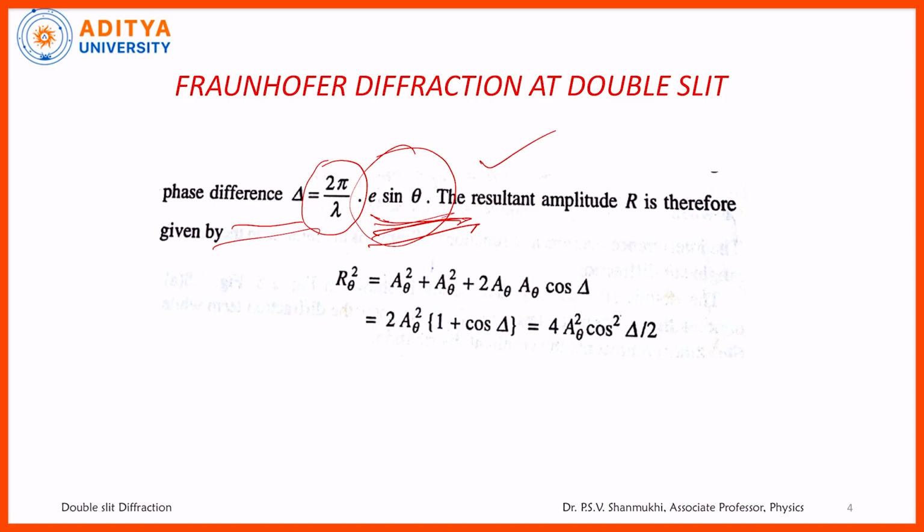According to the superposition principle, what is the resultant amplitude? If two amplitudes A1 and A2, two waves, are superimposed on each other, the resultant amplitude R is equal to root over A1 square plus A2 square plus 2 A1 A2 cos phi, where phi is the resultant phase difference. So R is equal to, we eliminate this root. Instead of A1 and A2, we have A theta and A theta.